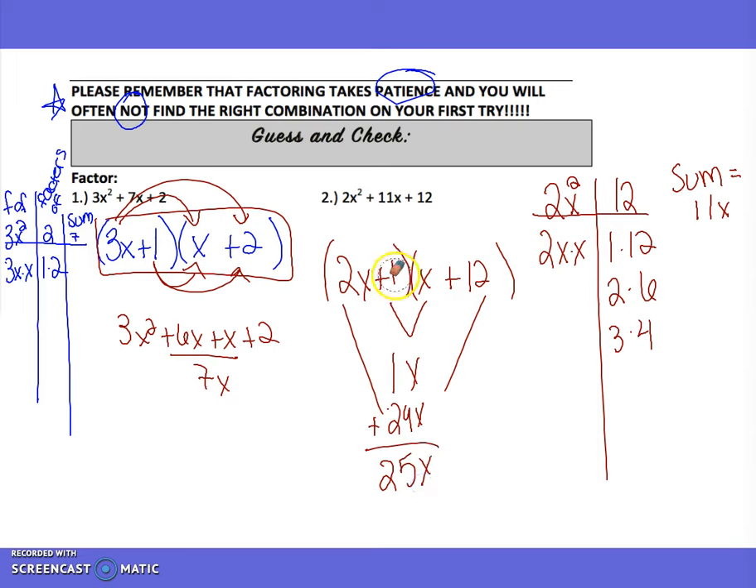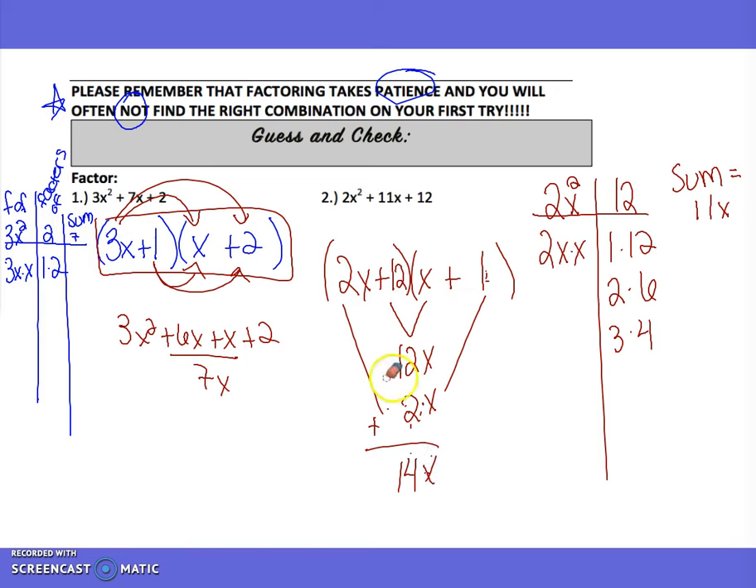So before I completely eliminate that option, I'm going to switch them. I'm going to put the 1 and the 12 in the opposite places and see what happens. Pencils are so important in here. So this time I'm going to put the 12 here and the 1 here. 12x times x is 12x. 2x times 1 is 2x. I get 14x. That is absolutely not right.